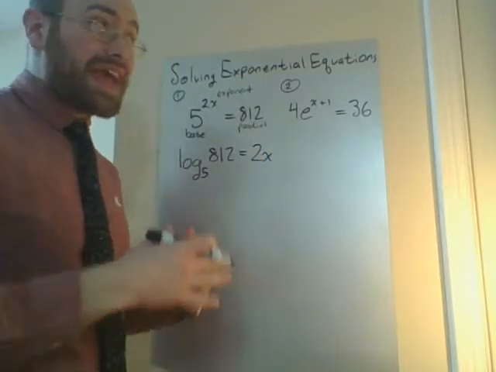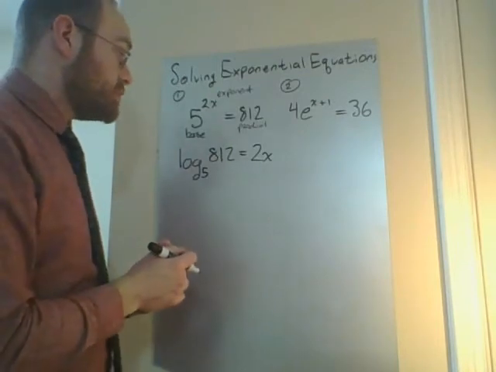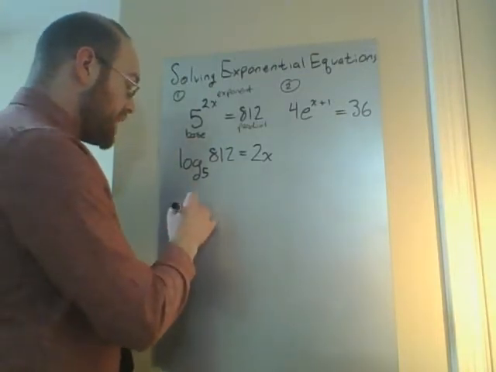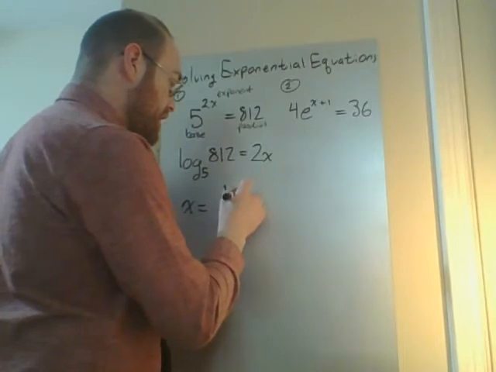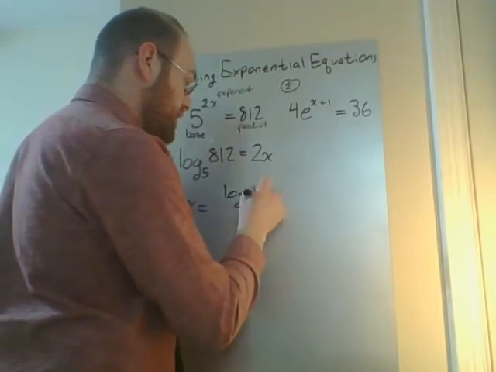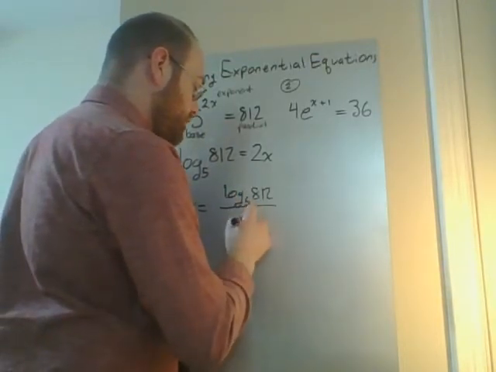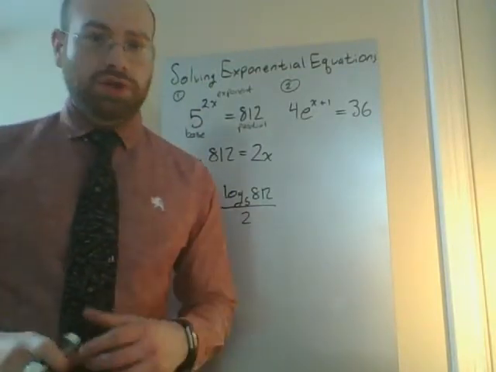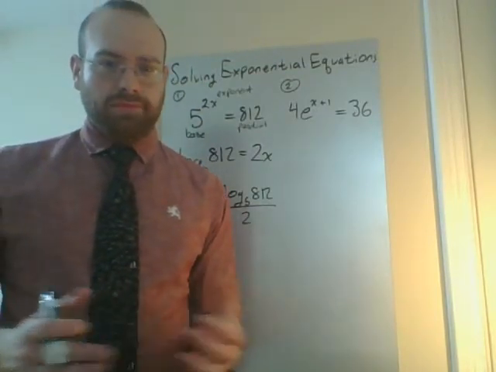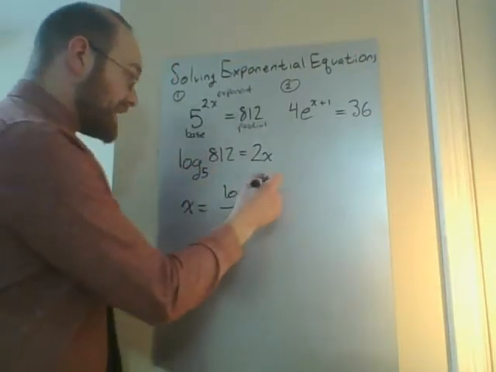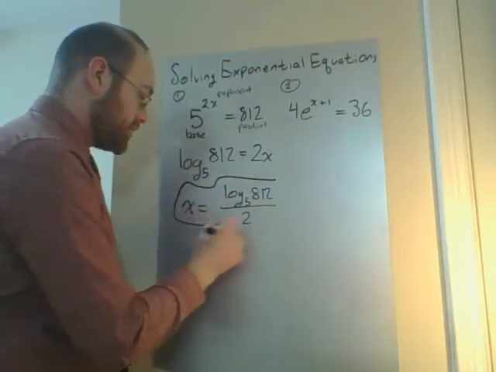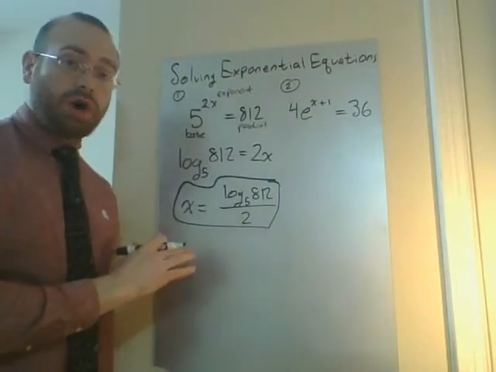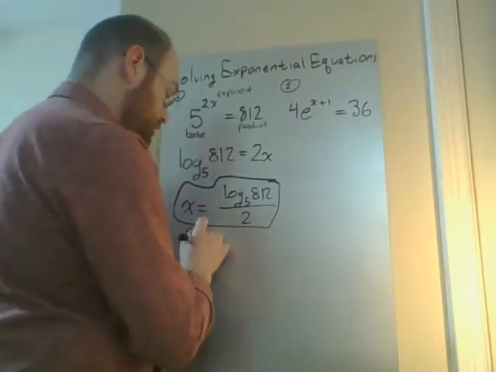So to solve this for x, we just divide everything by 2. So x equals log base 5 of 812, all divided by 2. Now, before you rush to your calculator to plug this in, you don't have to. This is our answer. This is what we call an exact answer.